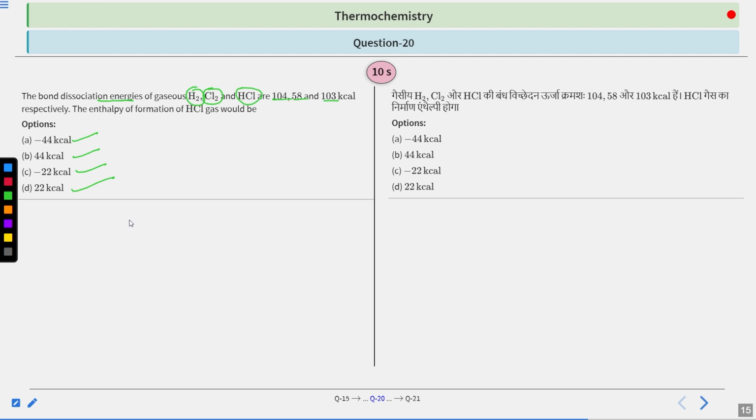So the hint for this question would be, you are given the bond dissociation energy of all these three. Now you have to find the enthalpy of formation. So you must know one thing, that is the thermochemical equation for formation of HCl, and second, how you can write the enthalpy of reaction in terms of bond dissociation energy. If you know these two things, you can solve this question. So your 10 seconds to solve this question starts now.